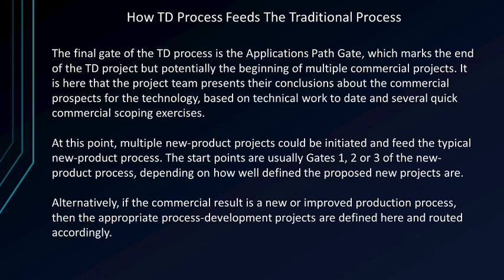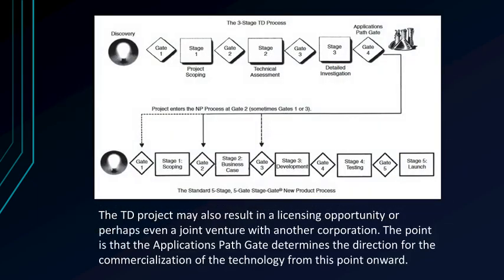Alternatively, if the commercial result is a new or improved production process, then the appropriate process development projects are defined here and routed accordingly. The TD project may also result in a licensing opportunity or perhaps even a joint venture with another corporation. The point is that the applications path gate determines the direction for the commercialization of the technology from this point onwards. The figure above is the typical technology development process that spawns multiple commercial projects that can feed the new product gate process at gates 1, 2 or 3.